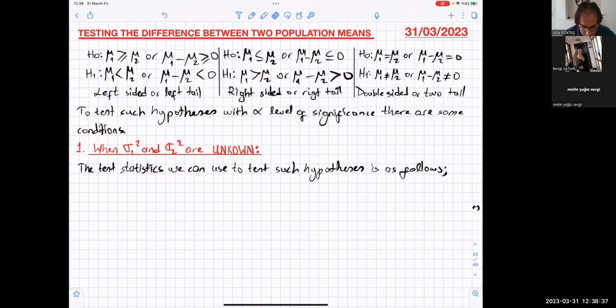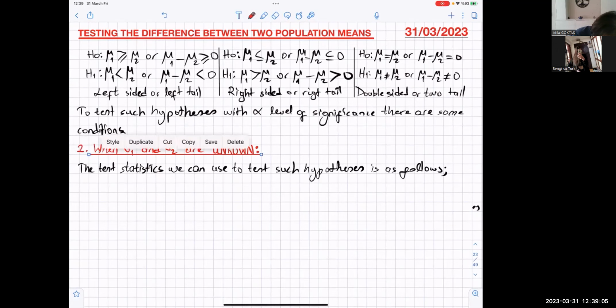Last week we worked out how to test the difference between two population means, considering when sigma 1 squared and sigma 2 squared are known. This time they will be unknown. When sigma 1 squared and sigma 2 squared are unknown, what do we do? Let's see.